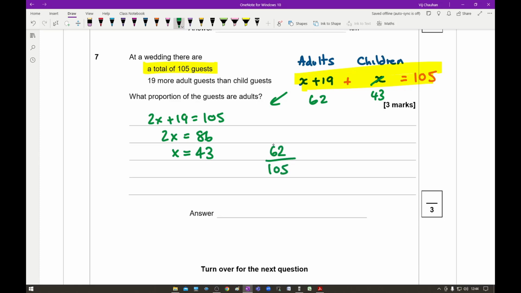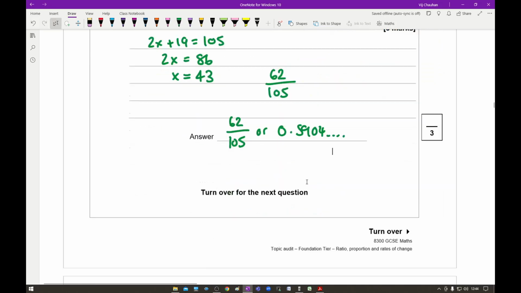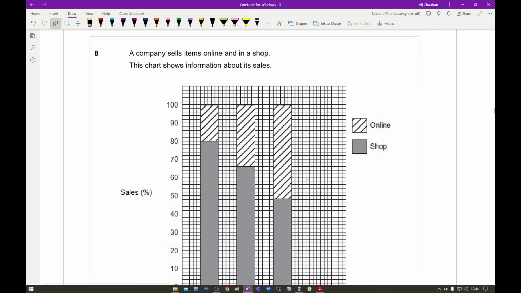So it's going to be 62 over 105. And I don't think I can simplify that, so I can either write it as a fraction, or you can write it as a decimal, in which you'll get an answer of 0.5904 and so on. And again, if you have rounded your answer, always make sure you've stated what you've rounded it to.